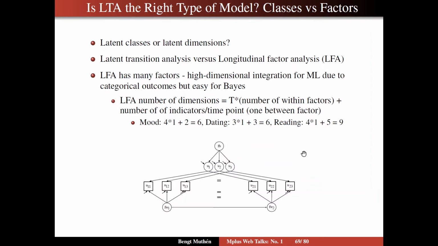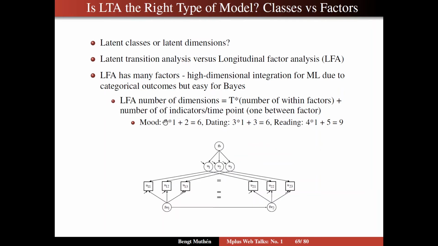So if you look at the model at the bottom here, we have 2 time points, T equals 2. We have 1 within factor, so T times 1. So that's 2 times 1 plus the number of indicators, 3. 2 plus 3 is 5 dimensions of integration for ML. It's doable, but a little bit heavy.